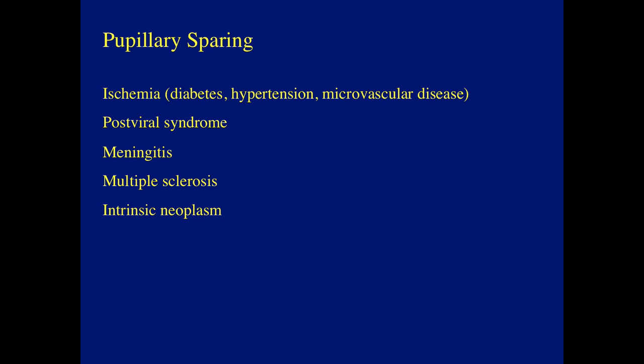And there's a number of lesions that will come with pupillary sparing: diabetic, hypertension, microvascular disease. You may have it in a post-viral syndrome, meningitis, MS, or let's say some intrinsic neoplastic lesion involving the nerve. So these are the various causes where you would have pupillary sparing.